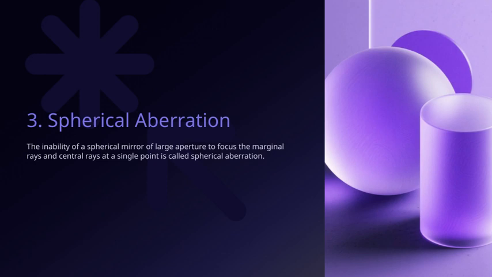This leads to a blurred or distorted focus, which is a key limitation in optical systems using spherical mirrors. Understanding spherical aberration helps us appreciate why more precise mirror shapes, like parabolic mirrors, are used in high-precision applications. It ties into our broader discussion on how mirror shape influences image quality and system performance.